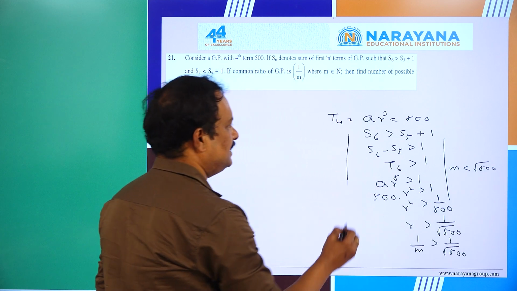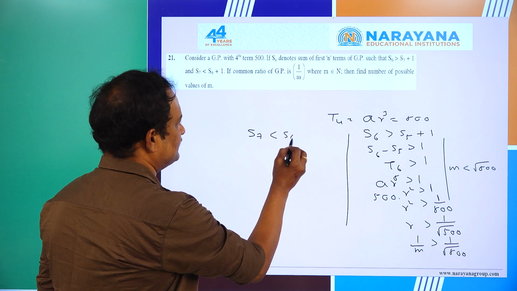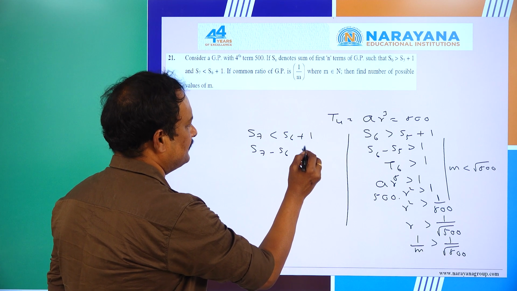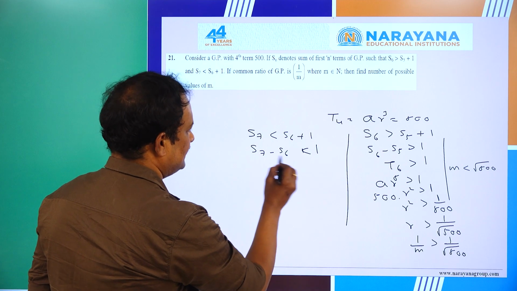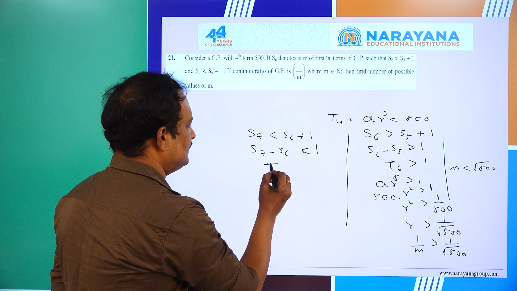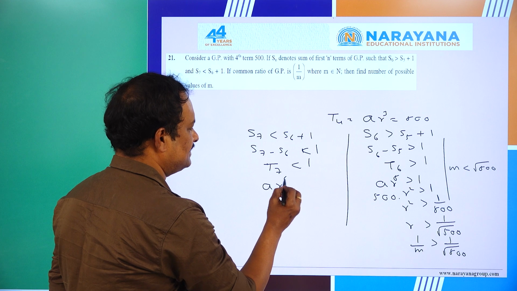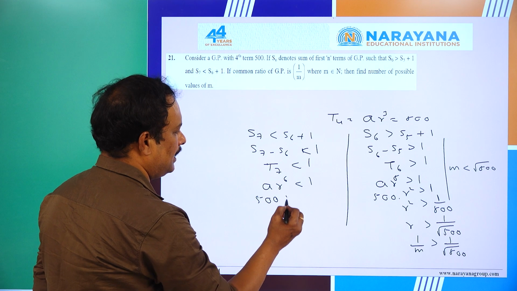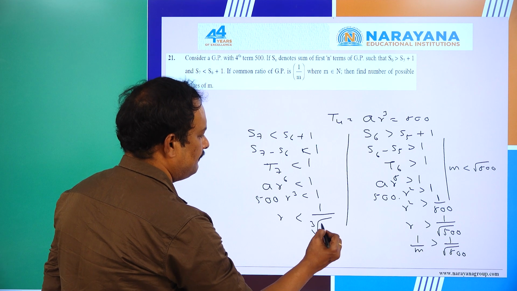Next, similarly, one more condition has been given: S7 is less than S6 plus 1. So very clearly S7 minus S6 is less than 1. S7 minus S6 means the sum of the first 7 terms minus the sum of the first 6 terms, that is nothing but the 7th term, and that's less than 1. So A into R power 6 is less than 1. But A into R cube is 500, so 500 into R cube is less than 1, so R is less than 1 by cube root of 500.